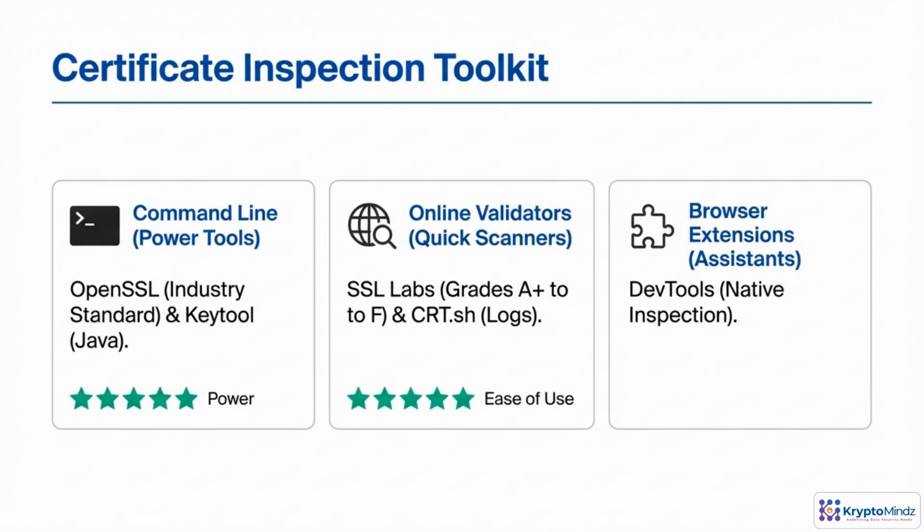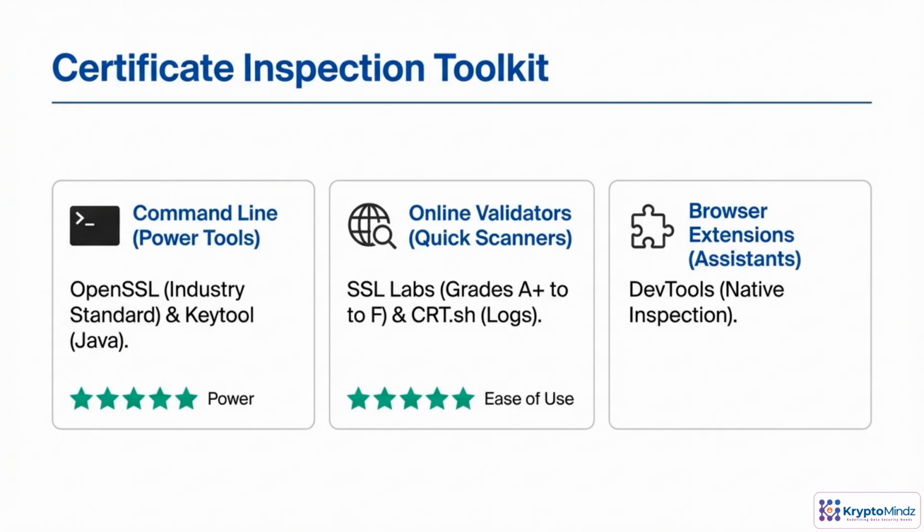Now let's talk about how you actually inspect certificates in practice. Think in terms of 3 layers of tools. At the deepest level, command line tools like OpenSSL or Java's keytool give you full power. You can dump every field, verify chains, test protocols, and script checks into your CI pipeline. They're less friendly, but they're the gold standard for serious troubleshooting and automation.